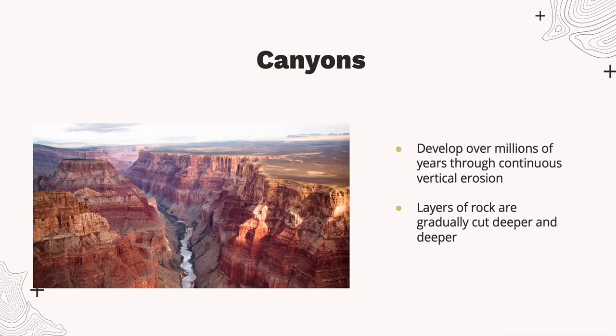Okay, the next feature is canyons. These canyons develop over millions of years through continuous vertical erosion. This reveals layers of rock that are gradually cut deeper and deeper. These often form in dry areas where the location has little vegetation and is very slow to erode. These often look like very deep valleys with steep, often cliff-like sides and are much larger and more dramatic than a V. For example, this is the Grand Canyon and it's carved by the Colorado River.